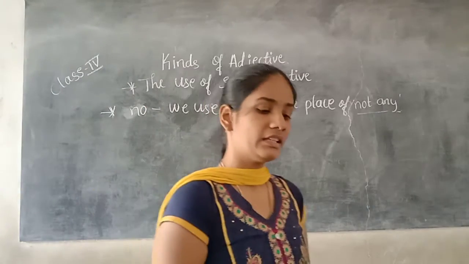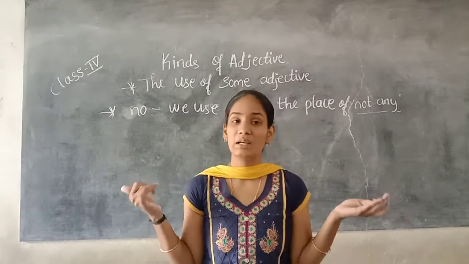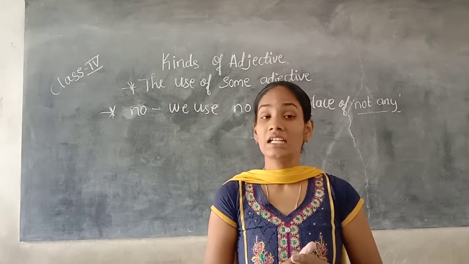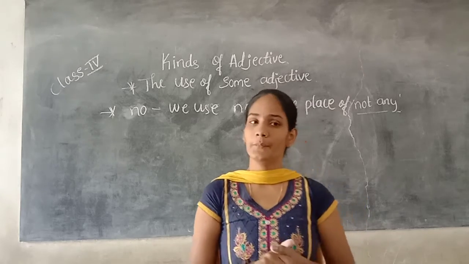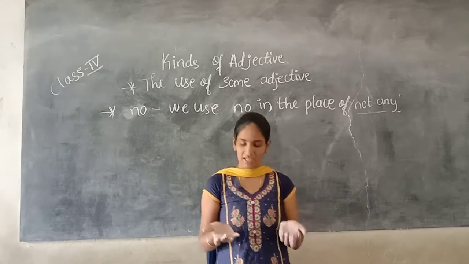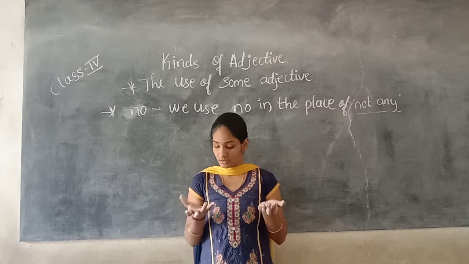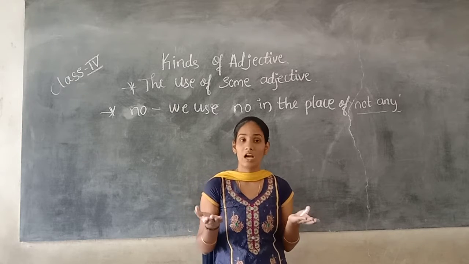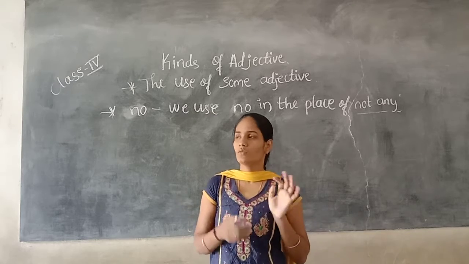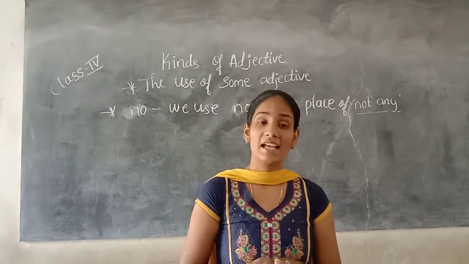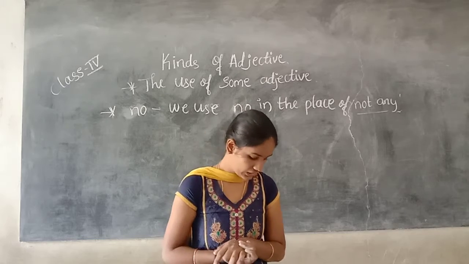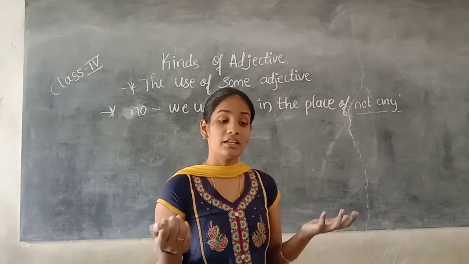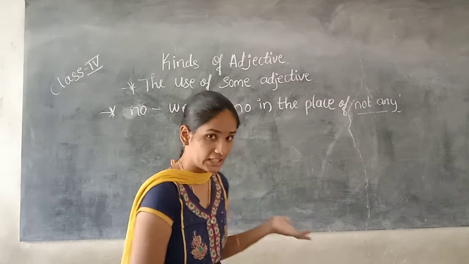For example, there is not any milk in the pot. Suppose they have asked the question, is there any milk in the pot? In my hand I have a pot, and this pot contains no milk. In this pot we have no milk. So when it has no milk, what do I have to say? I should say there is not any milk in the pot.